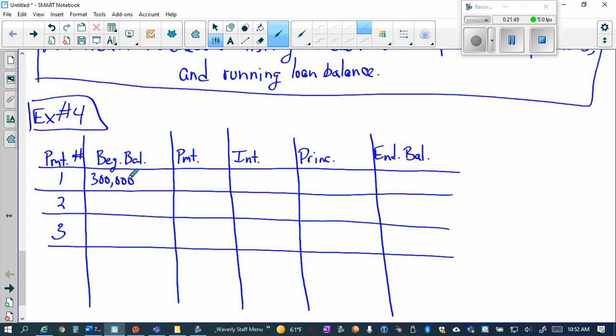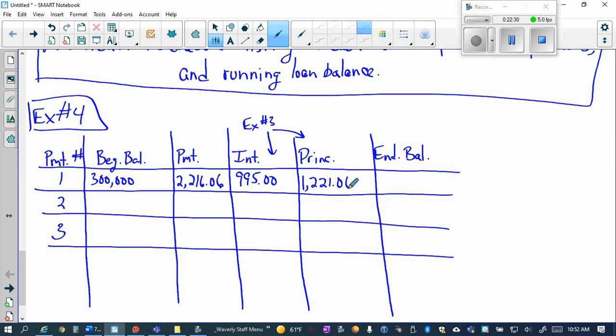And we already know from example 3 that the payment was $2216.06. And then the interest, and again, we did this in example 3 here for the first one. That was our $995 in interest. Okay. And then the principal, of course, we did that in example 3, right? That was a $1221.06.